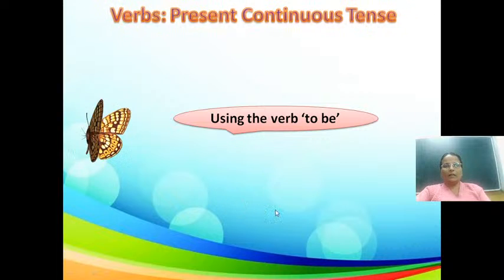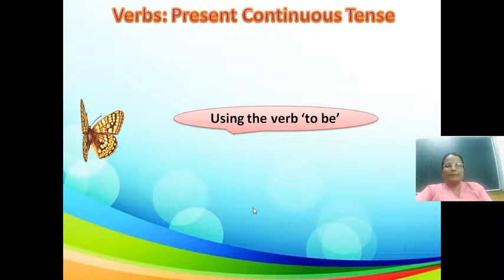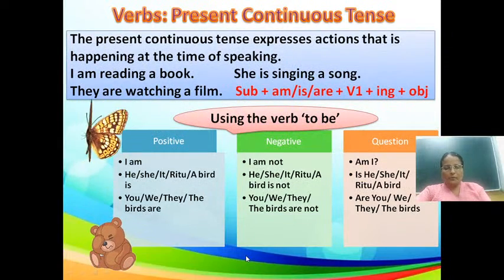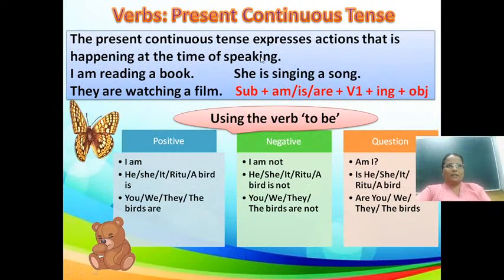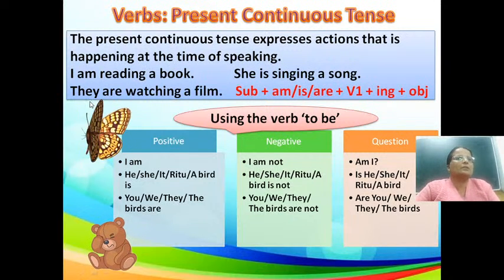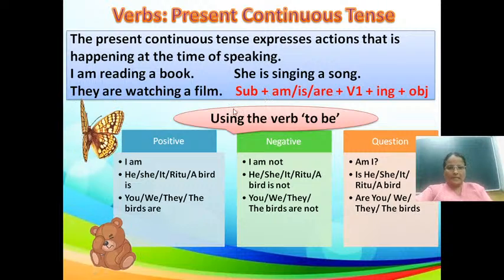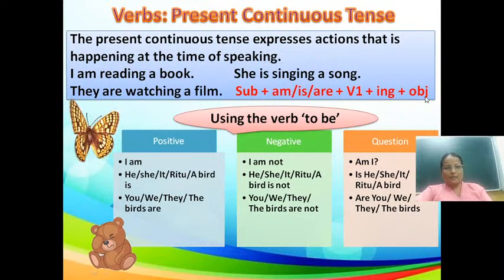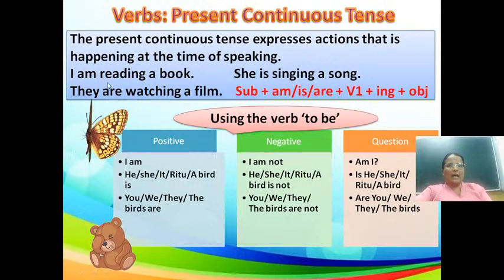This is what we completed yesterday, and we were learning about present continuous tense. And we were learning how to use the base form to be in present continuous tense. And yesterday we discussed that in present continuous tense, we use the format subject plus am, are or is plus ing form of the verb plus object. And the sample was I am reading a book.